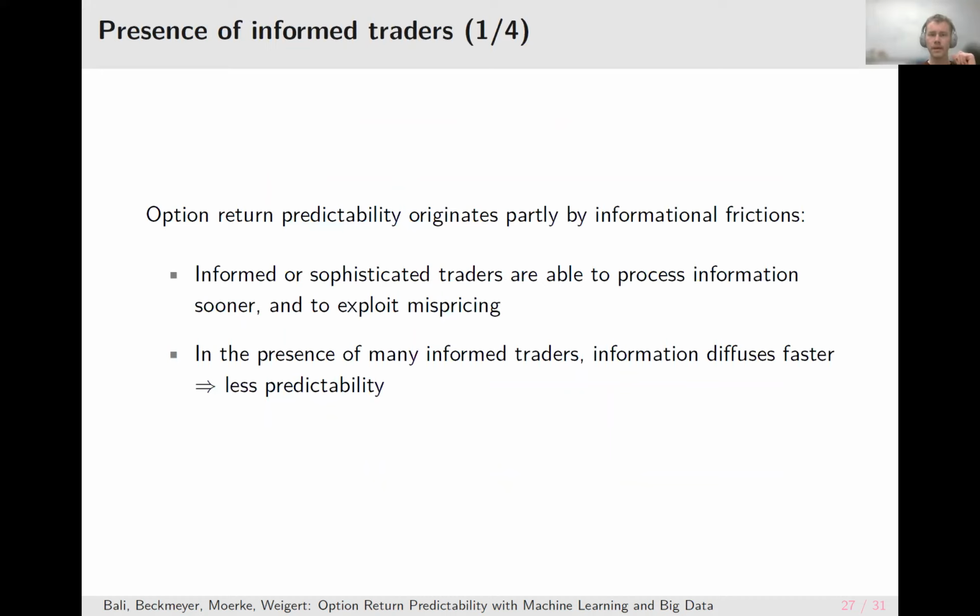So our hypothesis is that the option return predictability that we find, at least in part, originates from informational frictions, right? If we assume that there are informed or sophisticated traders in the market and that these have a higher ability to process information, they will trade on mispricing, for example, sooner, right? And in the presence of many informed traders, information should therefore diffuse faster into prices, and we would observe less predictability.